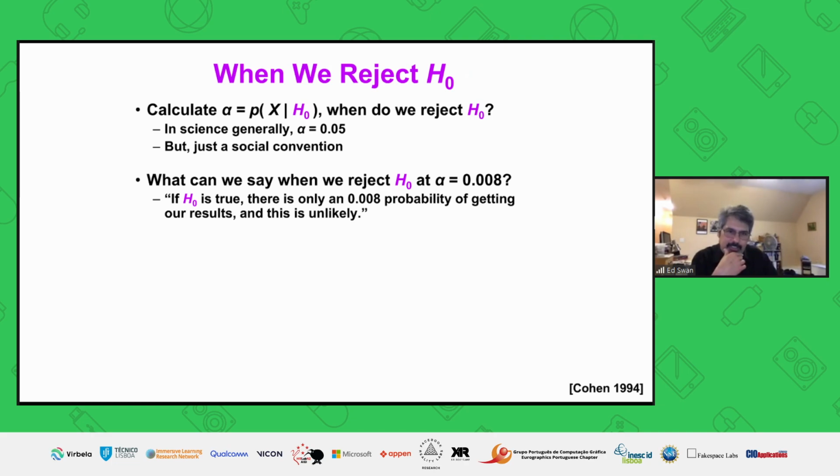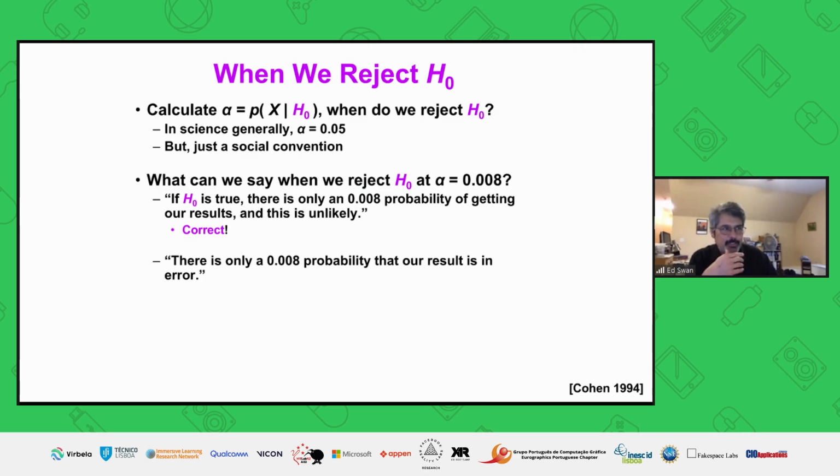This is what we can say. And the reason we can say this is because it follows directly from the logical flow of hypothesis testing, which we have just looked at. If the null is true, there is only a 0.008 probability of getting our results, and this is unlikely. That is what we can say. Here's something that is often said in papers, but it's actually wrong if you consider the logical flow of hypothesis testing: there is only a 0.008 probability that our result is wrong, is an error. That's wrong because here it is referring to the probability of the null itself, and that's not what we calculated.